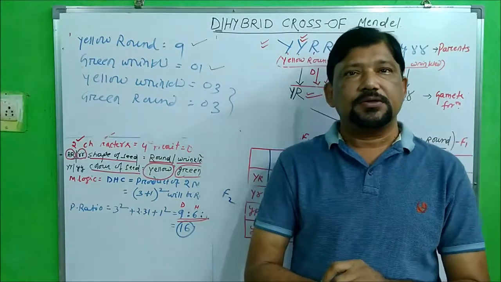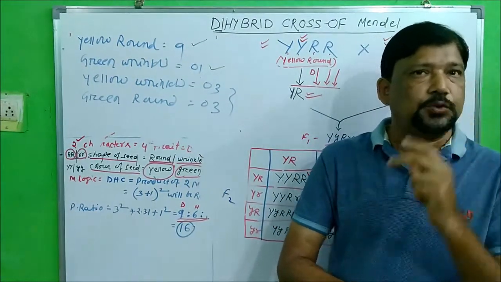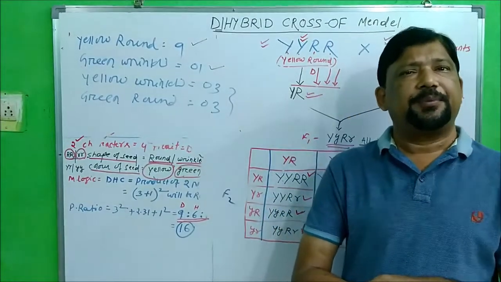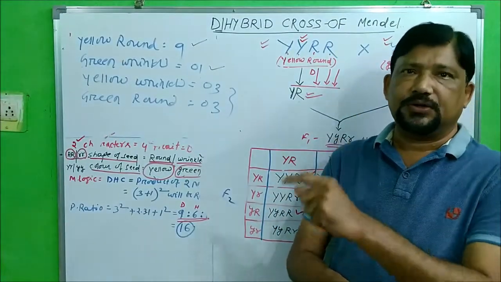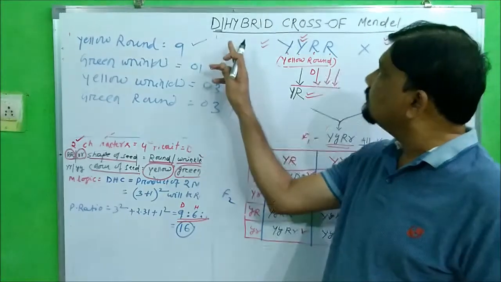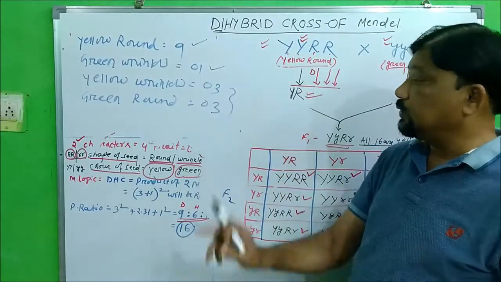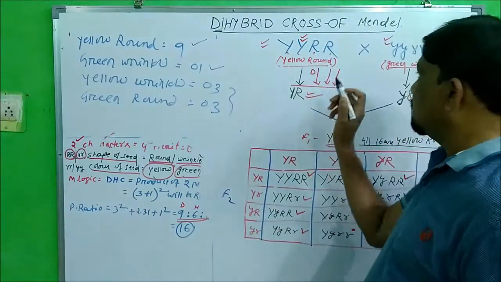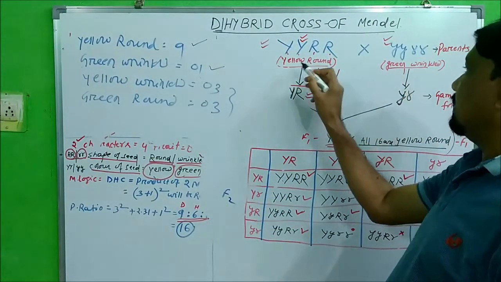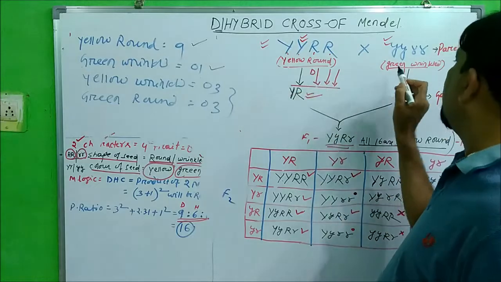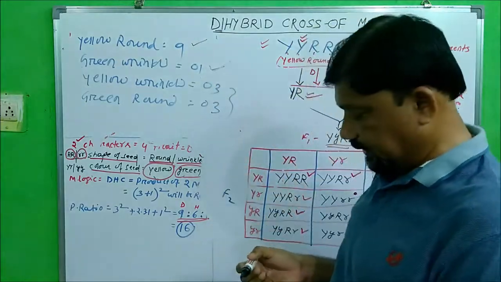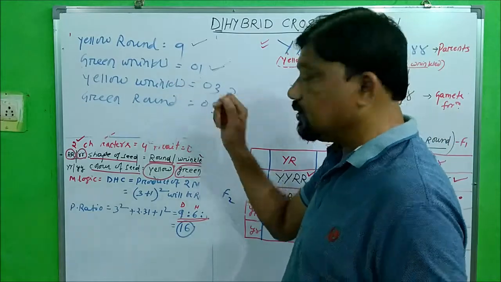In monohybrid cross, you have taken two traits, and those two traits appear in the F2 generation in a 3:1 ratio. But when you experimented with 4 traits and 2 characters, as in the monohybrid cross, these two features, yellow round and green wrinkled, will appear, but in this experiment, these two also appear.